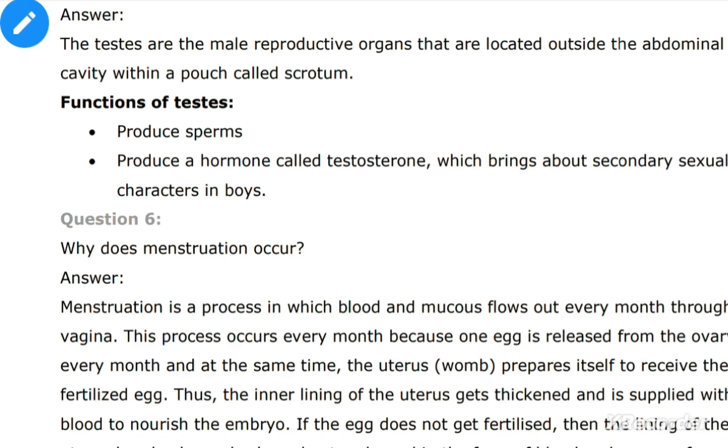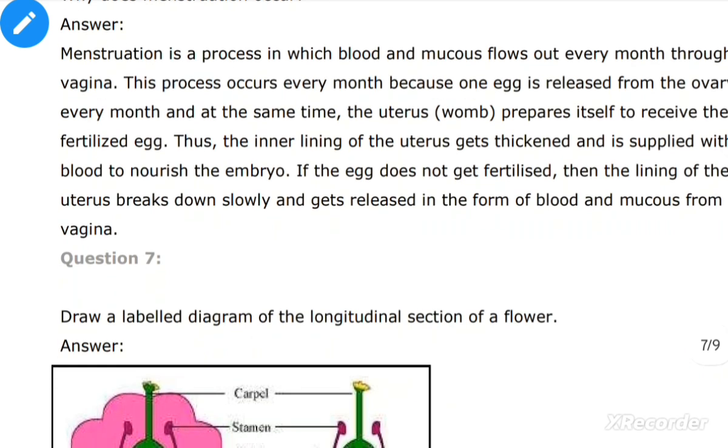Next question is why does menstruation occur? Answer: menstruation is a process in which blood and mucus flow out every month through the vagina. The process occurs every month because one egg is released from the ovary every month, and at the same time the uterus prepares itself to receive the fertilized egg. Thus, the inner lining of the uterus gets thickened and is supplied with blood to nourish the embryo. If the egg does not get fertilized, then the lining of the uterus breaks down slowly and gets released in the form of blood and mucus from the vagina.